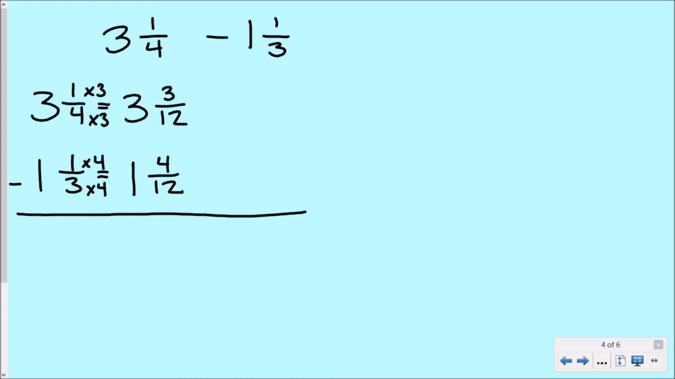Now here's where we run into an issue. You'll notice that if you subtract 4 from 3, you get a negative number. And we want to avoid that. So what we're going to do is regroup.